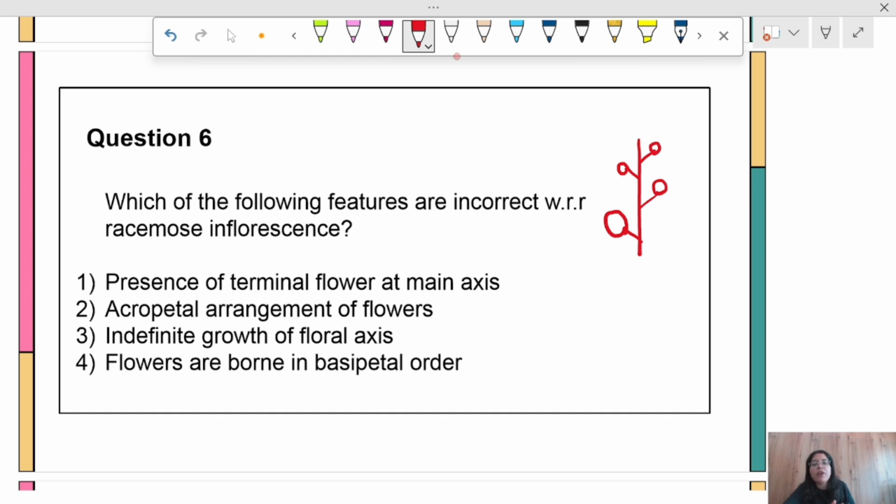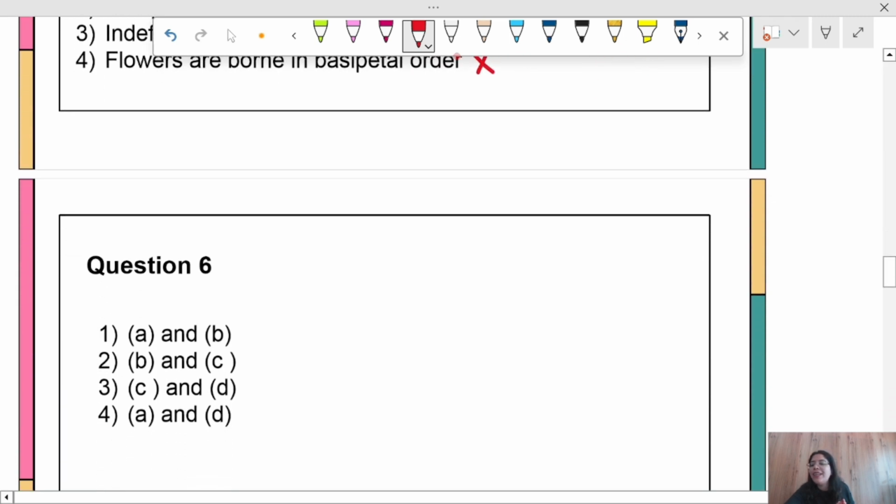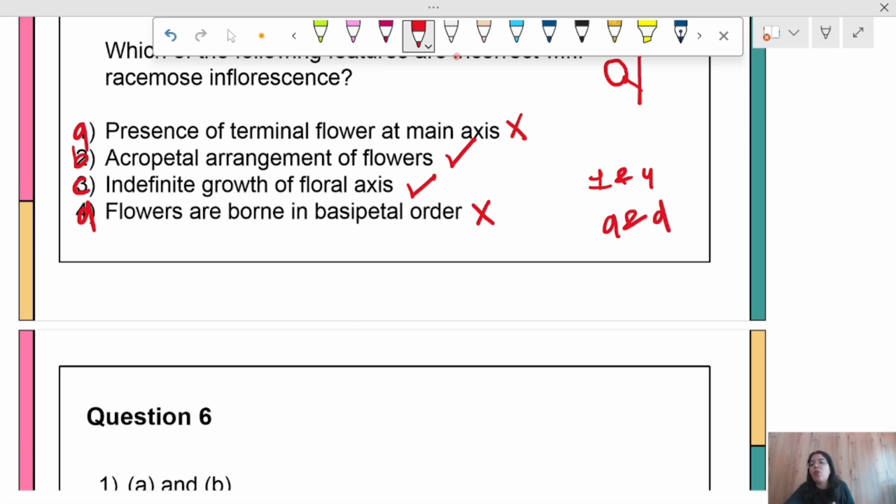So presence of terminal flower at main axis? No. Acropetal arrangement? Yes. Indefinite growth of floral axis? Yes. Flowers are born in basipetal order? No. So 1 and 4 are wrong. Okay, so here we can label it as A, B, C, D. So A and D is wrong.